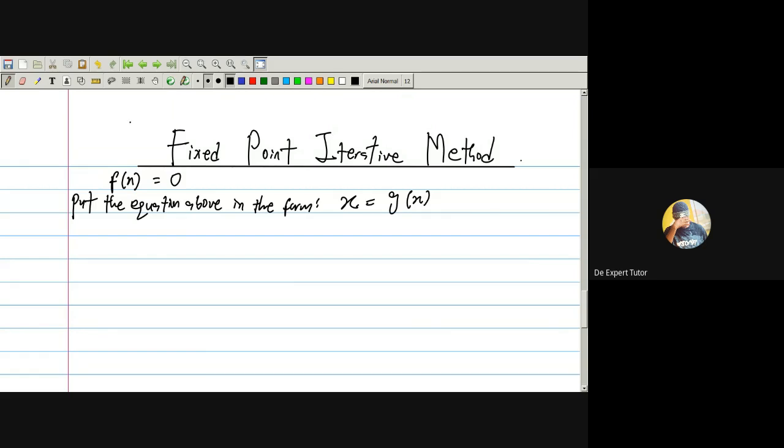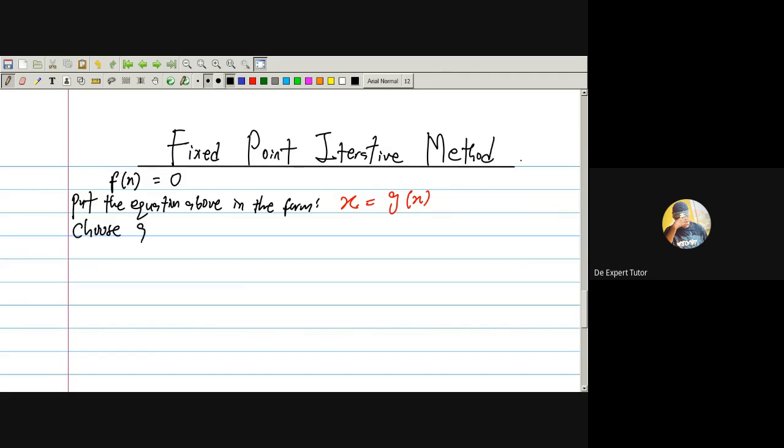Pay attention. This x equal to g of x that you have here, you can have several ones. It's possible that one equation can give you about 3 of this form. After you do this, I'll tell you how to know the one that you are going to choose out of those ones. Now, remember I told you that this can give you several ones. So choose now.